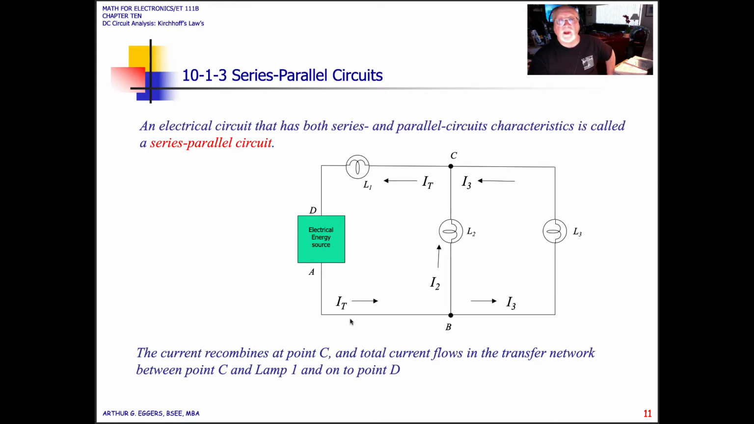The current then recombines at point C, because we can see the current is moving along the bottom of the screen. It splits at point B. Part of it goes to lamp 2. Part of it goes to lamp 3. It recombines at point C, and we have the total current through lamp 1.